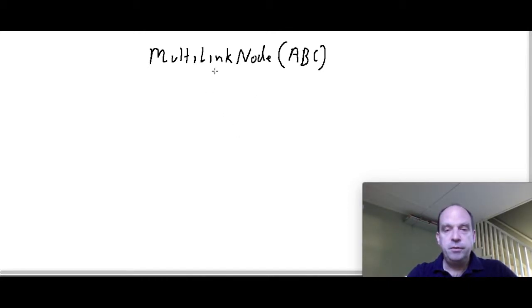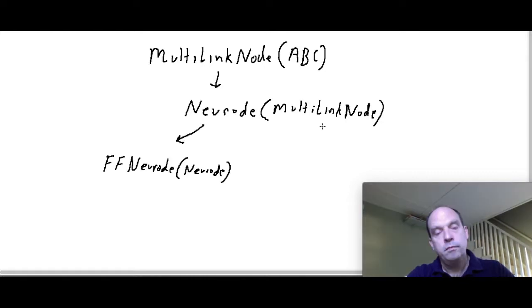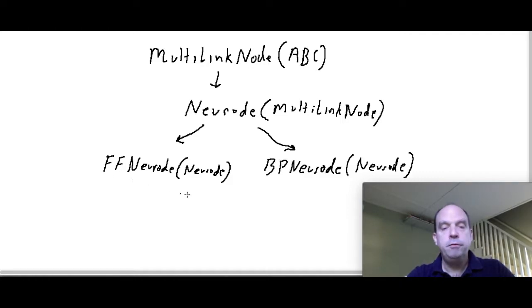So with this week's assignment, we will also create a subclass called neurode. And neurode is based on multi-link node. In our next assignment, we'll create a subclass of neurode called feed-forward neurode. And then in our third assignment of this series, we will create another subclass inheriting neurode called BP neurode, or backpropagation neurode. The feed-forward neurode class will give us the capability to present a sample, run it through the neurode, and get an output on the other side.